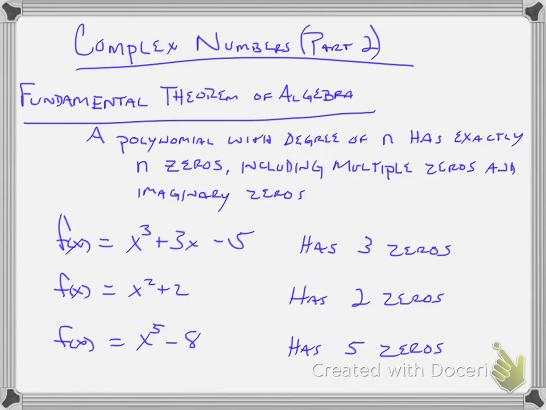Now that's including multiple zeros, which means if positive 2 comes up twice, that's a multiplicity, and that's a multiple zero. So it's including multiple zeros and imaginary zeros, which are the zeros that contain I.